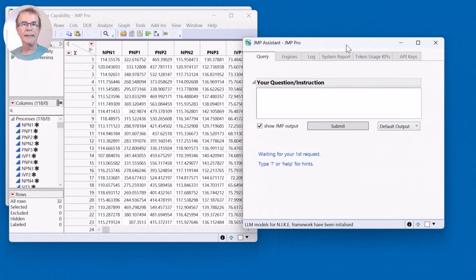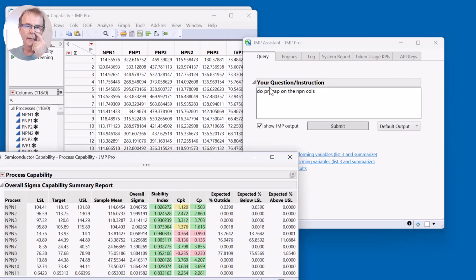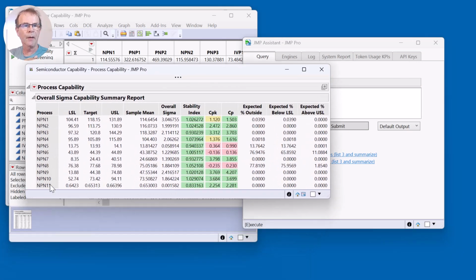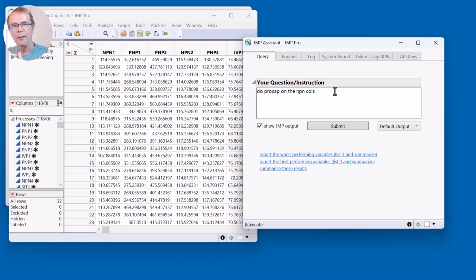Here I have some process capability data. There's over 100 columns. I was going to choose a subset. I could do process capability on the NPN cols. So it's kind of nice. You don't have to pick the columns individually, and it will just pick out those. And you can see we've got 11 of those. But let's try and do something more challenging, where we'll see, hopefully, the real value that can come from a large language model. So I'm going to do process capability on all the cols.